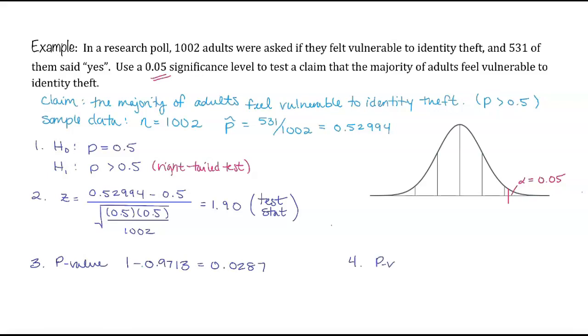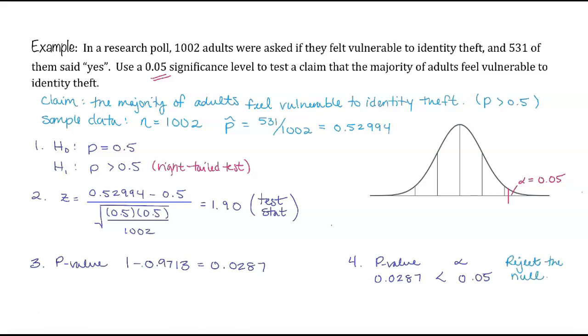And using this p-value method, we can determine the conclusion. We compare the p-value to alpha. This time we found that the p-value is 0.0287, and we know that alpha is 0.05. So the p-value is smaller than alpha. With a p-value less than alpha, we move to reject the null.